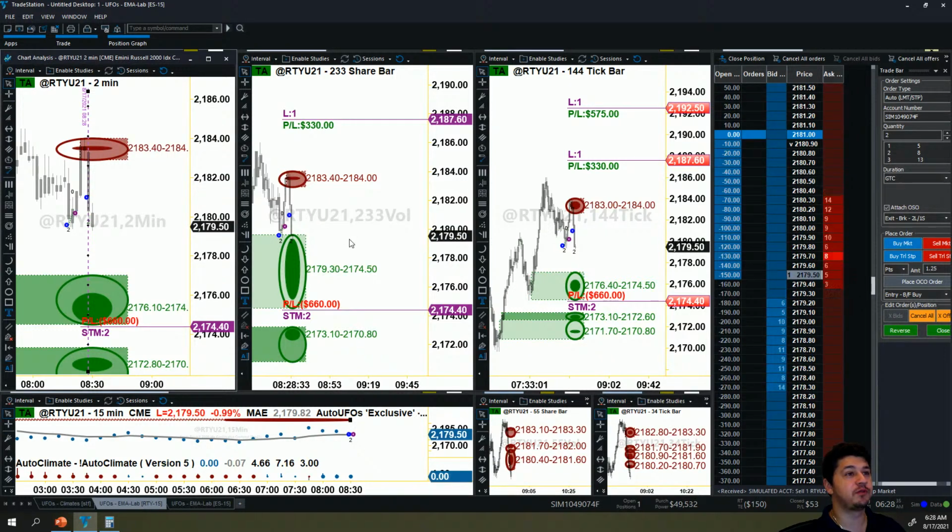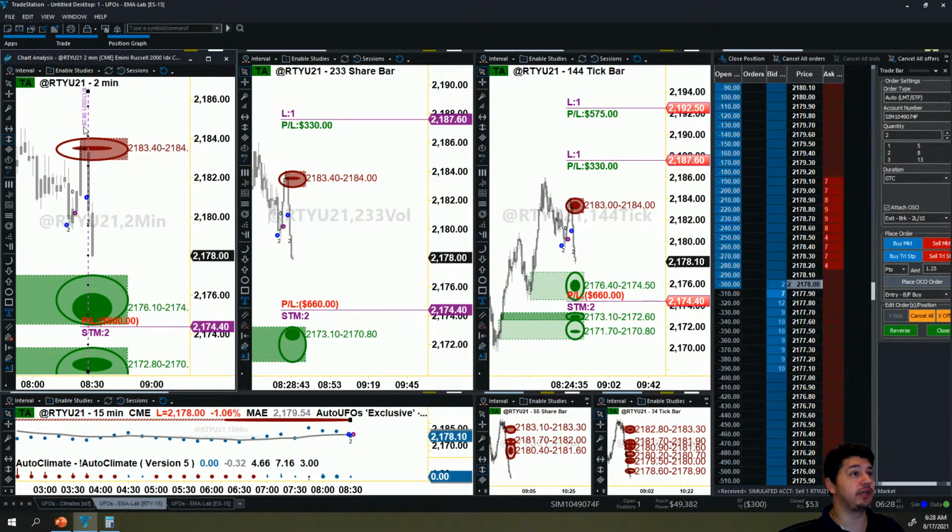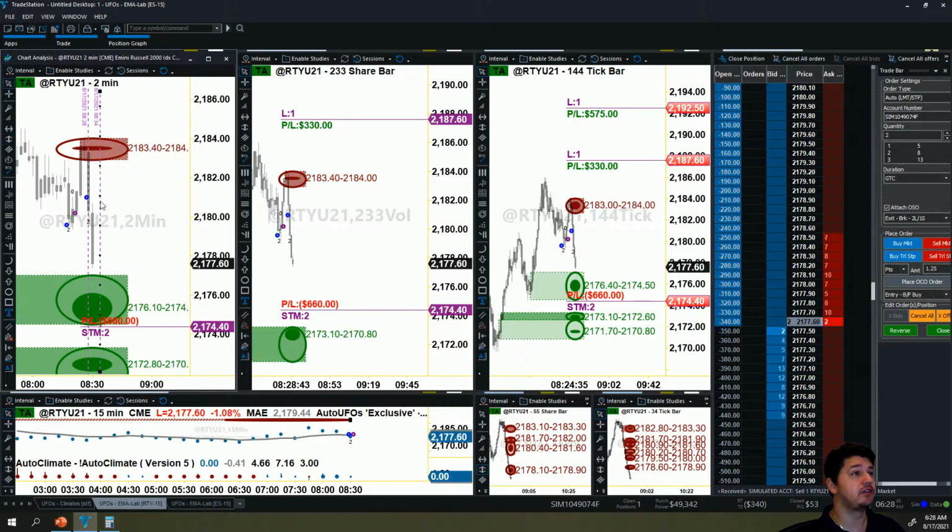Okay, Russell's pushing a little bit lower, which I was expecting a little earlier, not now, when I was getting into this trade. But of course, we had a big jolt up and a big jolt down. So let's see where this is going to land us. One, two, three.